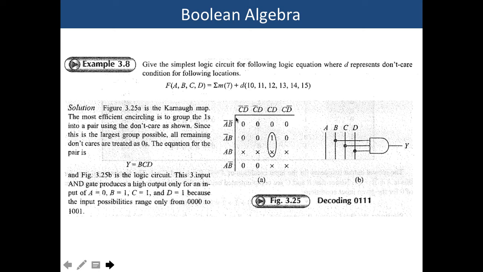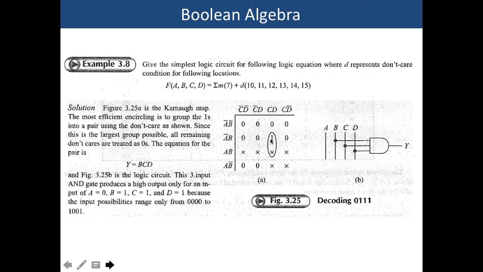So let's make a K-map. Here are the cells 0, 1, 2, 3, 4, 5, 6, 7, 8, 9, 10, 11, 12, 13, 14, 15. Here it is written 10, 11. First of all, in this location we will write the 1, in location 7. So 0, 1, 2, 3, 4, 5, 6, 7.